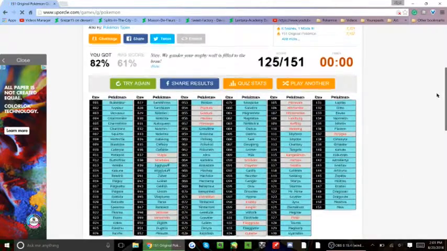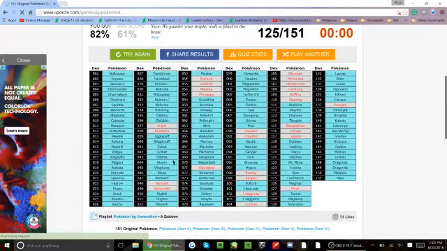Okay. I missed Vulpix, Ninetales, Venonat, Venomoth, Psyduck, Golduck, Mankey, Primeape. I had the name, I just couldn't spell it right. So I knew the Pokemon. So that shouldn't count as missing it. Shellder, Cloyster, Krabby, Kingler. Eggsecute.